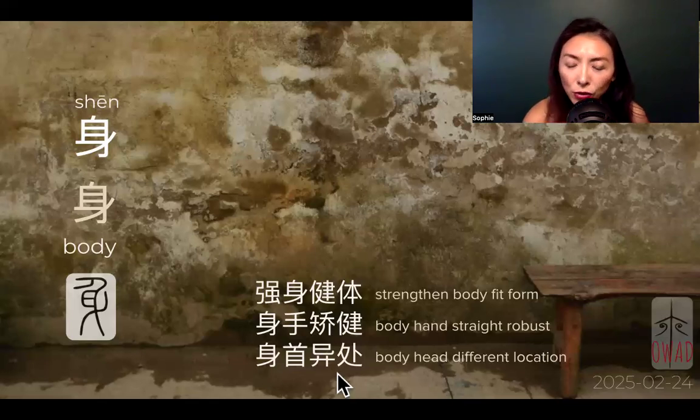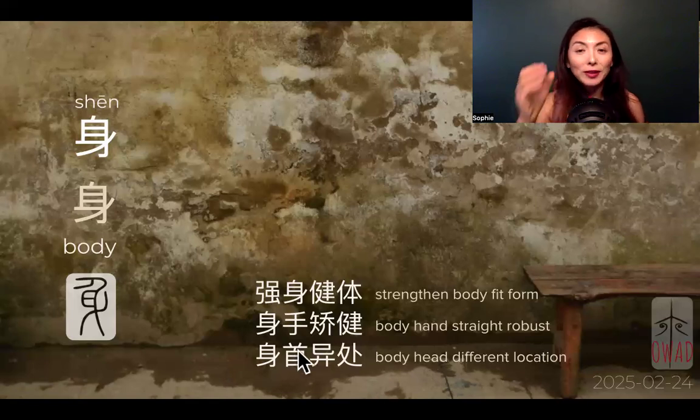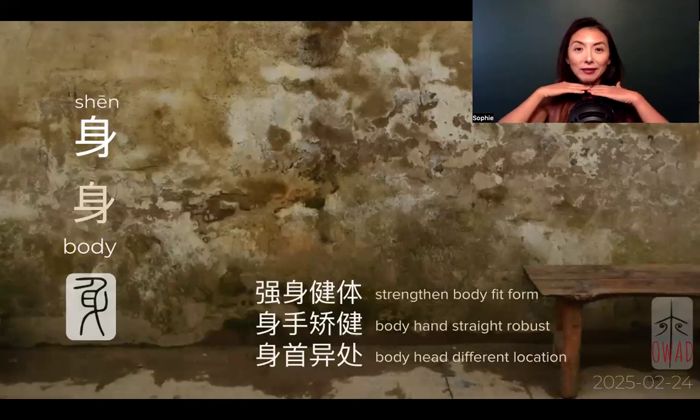Okay, 身手异处, 身 means the body, 手 means the head. So apparently, this 身 and 手 are two different things. 手 means the head, and 身 means the body besides the head, everything down here.